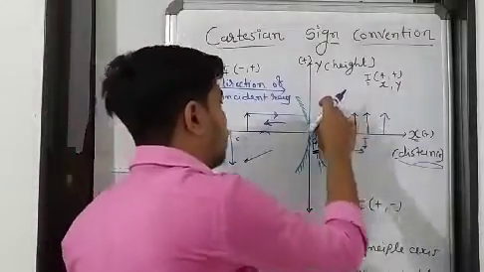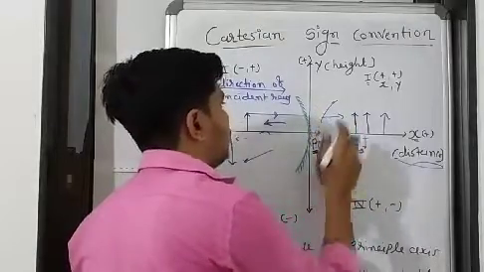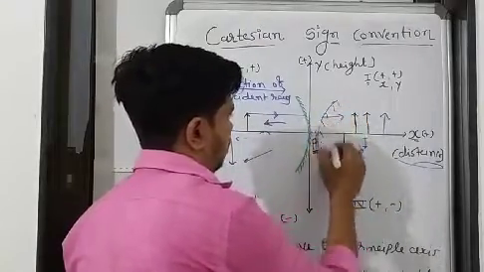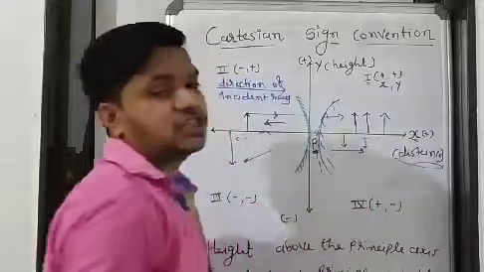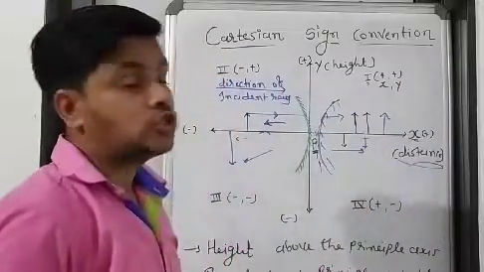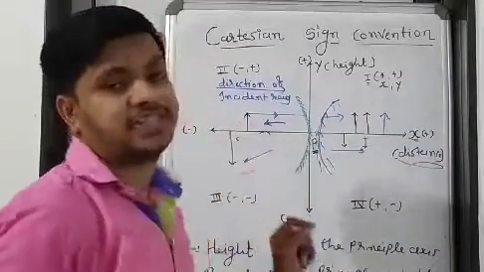Understand? If it's a convex mirror, the reflecting surface is on the left side, so you have to put the object on the left side.